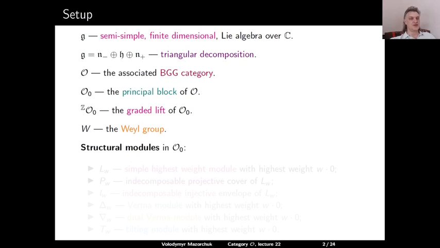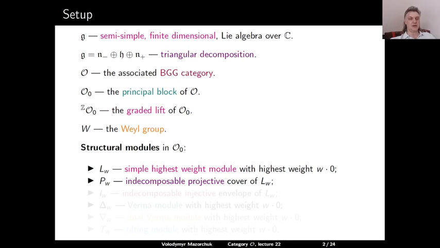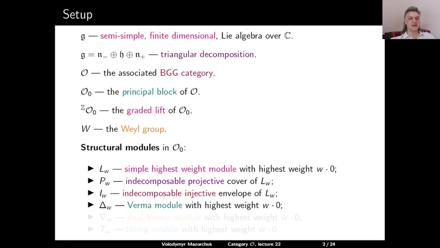We have the following structural modules in the principal block O0. LW denotes the simple highest weight module with highest weight W.0. PW is the indecomposable projective cover of LW. IW is the indecomposable injective envelope of LW. Delta W is the Verma module with highest weight W.0. And nabla W is a dual Verma module with highest weight W.0. And finally TW is a tilting module with highest weight W.0.